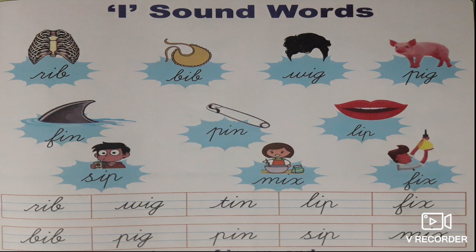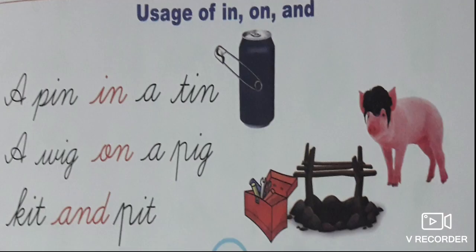In this lesson, we have learned I sound words, short I words. 10 new words we have learned. What are they? Rib, bib, wig, pig, tin, pin, lip, sip, fix, mix. I hope you all understand what I taught you. Now we are going to move on to our preposition section.